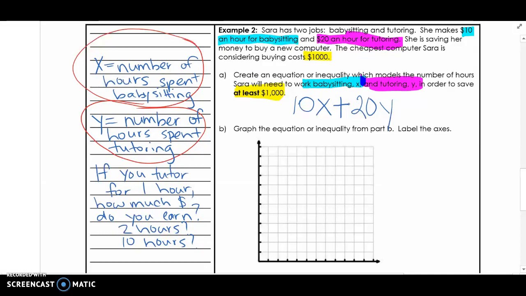How much money does she want to save? She wants to save at least $1,000 so that she can buy the computer that she wants. Well, at least means the lowest amount, the minimum is $1,000. It would be okay if she saved more than $1,000. So the lowest amount can be equal to $1,000, but obviously with money, it's okay if you earn more.